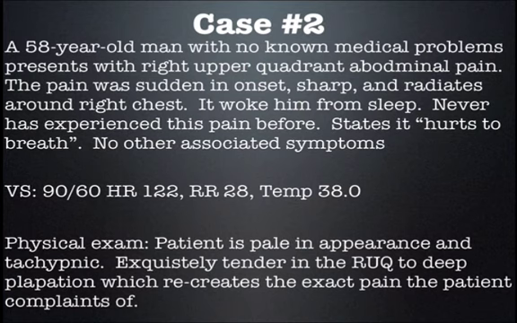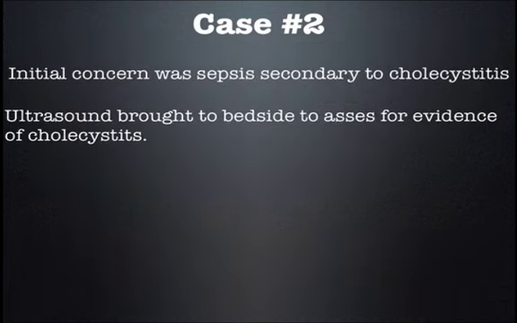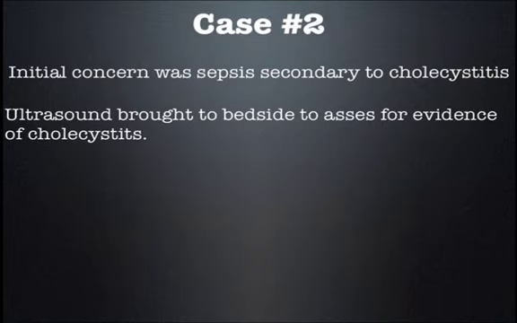No other associated symptoms. Vital signs show a blood pressure of 90/60 with a heart rate of 122, respiratory rate 28, and temperature 38.0. Now the patient is pale in appearance and tachypneic, and is exquisitely tender in the right upper quadrant to deep palpation, which creates the exact pain the patient complains of. Initial concern was sepsis secondary to cholecystitis.